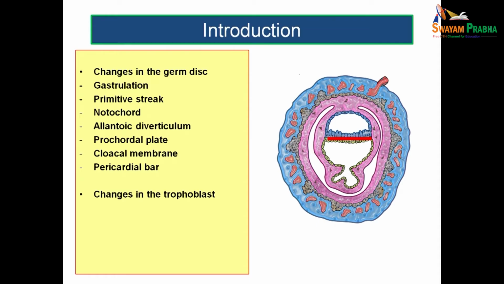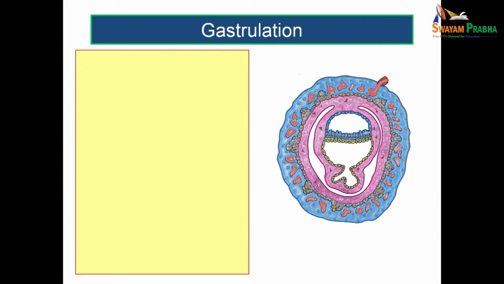So, these are the changes which you expect in the germ disc. Simultaneously, the trophoblast also undergoes development, so the changes in the trophoblast will also be dealt with in this session. And towards the end, we will be seeing the applied aspects of this third week of intrauterine period. So, first we will see what we mean by gastrulation.